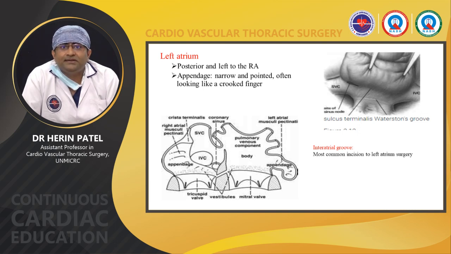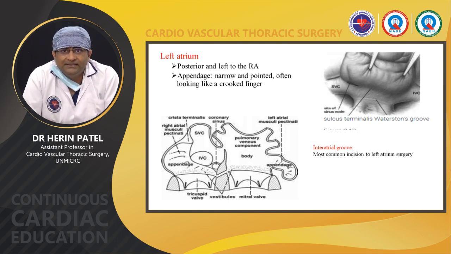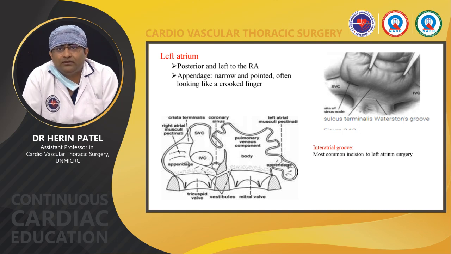The intraatrial groove is the site of incision while we are doing surgery in the left heart, which passes just inferior to the sulcus terminalis. Sulcus terminalis is the junction between the venous part of the right atrium and the right appendage, and intraatrial groove passes parallel to sulcus terminalis and over the origin of the pulmonary vein. The incision is done parallel and over the right pulmonary vein to enter the left atrium.